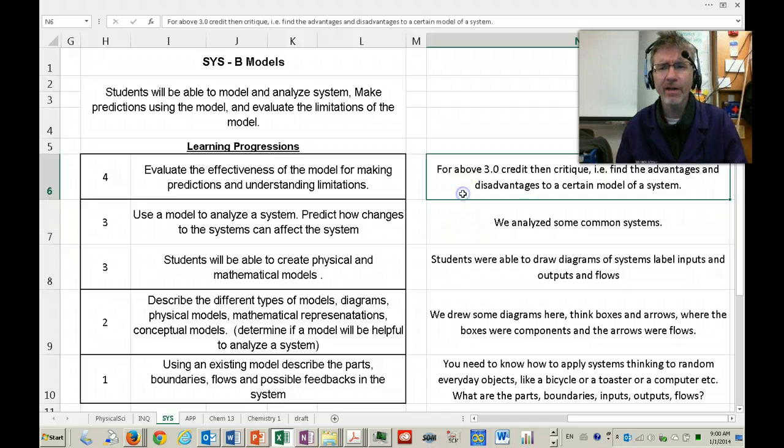Level 4, for above 3.0 credit, can you critique or find the advantages of a certain model for a system, suggest improvements to a system, or talk about how this model could be improved for a system? So that's SYSB. That's the standard, the objective, and the learning progressions for that system.